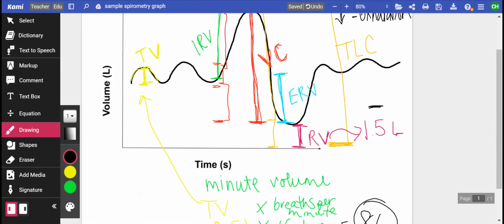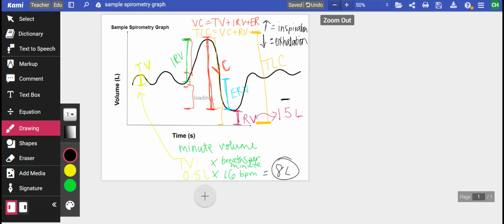That's a problem that you will have to see or that you will do in the future. So just wanted to walk you through that. But this is the sample spirometry graph. Hope it was helpful.